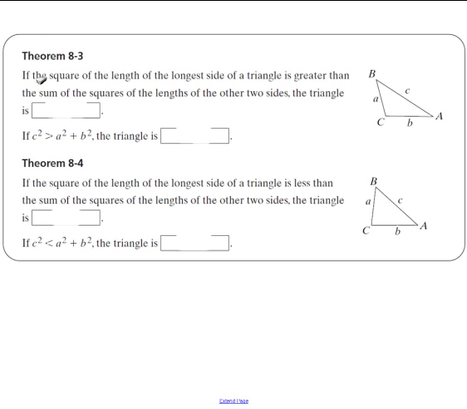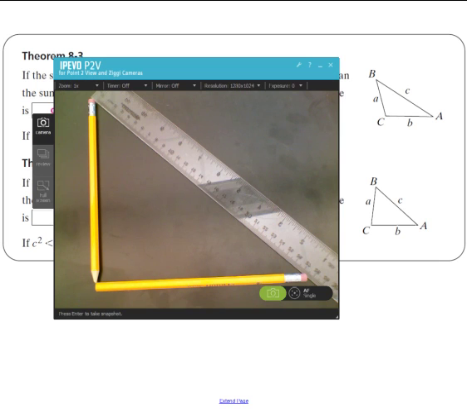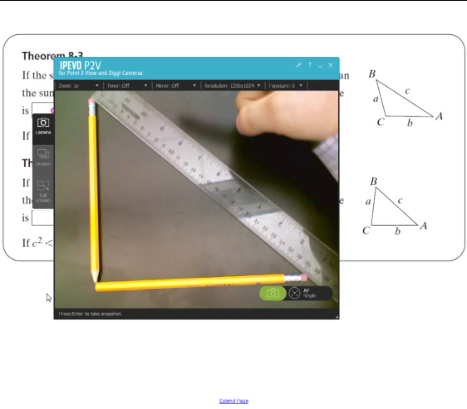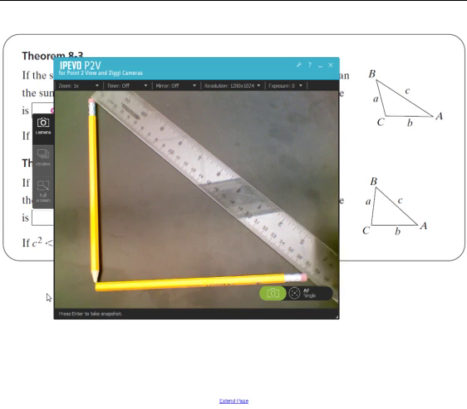So the first one just says if the square of the length of the longest side of a triangle is greater than the sum of the squares of the lengths of the other two sides, then the triangle is going to be obtuse. Now, let me show you how that works. If we're going to switch over to the camera here and take a look at, I have sort of a right triangle set up. So here we've got, let's say that this is a right angle in here between the two pencils, and we're looking at the length here of the hypotenuse. So the hypotenuse is represented by the ruler.